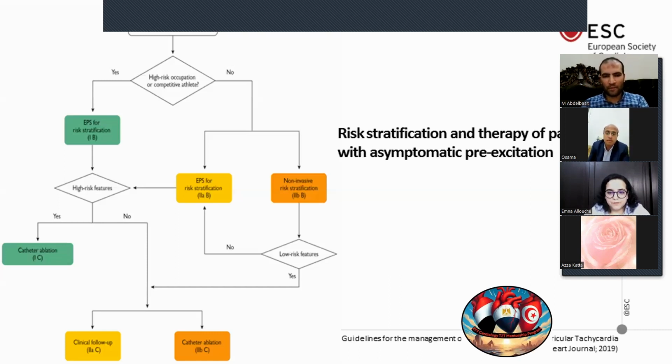Actually, I don't agree with this, because sometimes intermittent pre-excitation depends on when it's working, or when it's seen working in the antegrade fashion from the atrium to the ventricle. It might conduct at a very fast rate, and so intermittent pre-excitation is not considered a low-risk feature for an accessory pathway. Yes, we should go for EPS for risk stratification.